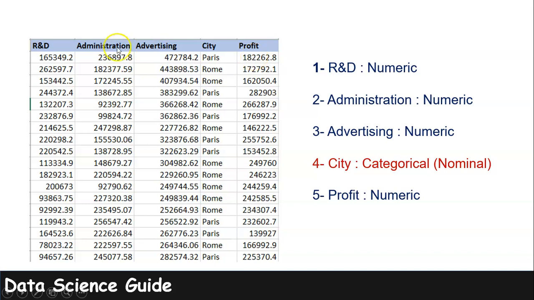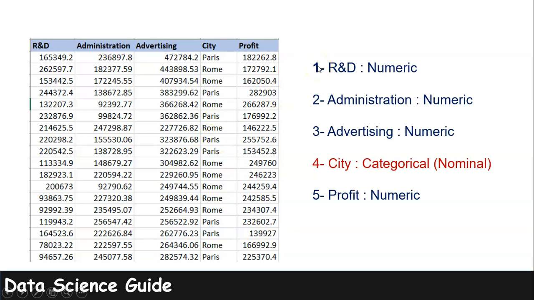So for example, let's take the first company here. This company has this expenses on R&D, and this is the expenses on the administration, this is on the advertising, and this company is located in Paris, and this company has achieved this profit. The second company also the same thing. These are the first three expenses, and this company is located in Rome and achieved this profit, and so on.